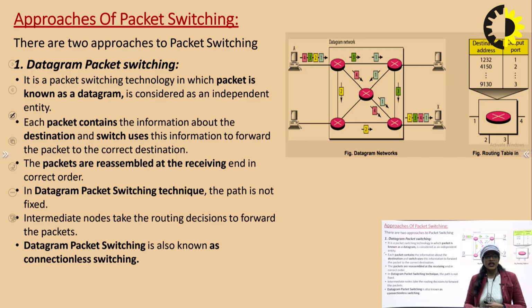And after reaching the destination, the packets are reassembled at the receiver side in the correct order to understand the exact message or exact meaning of your information. So basically intermediate nodes take the routing decision to forward the packet. Here we have an intermediate node, and these nodes are capable of deciding to forward the message to the next node. So basically datagram packet switching is also called connectionless switching.